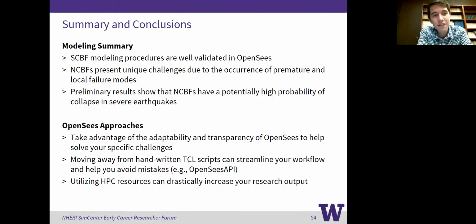So to summarize, SCBF modeling procedures are really well validated in OpenSees at this point. It's the NCBFs that are the real challenge right now.